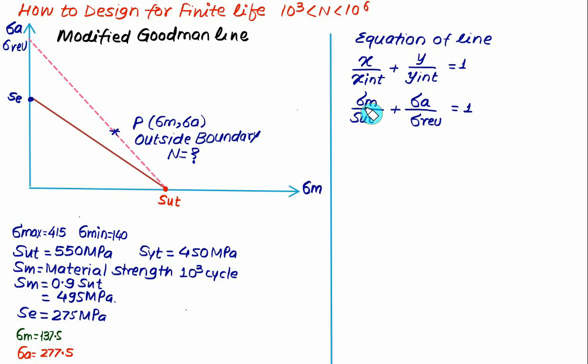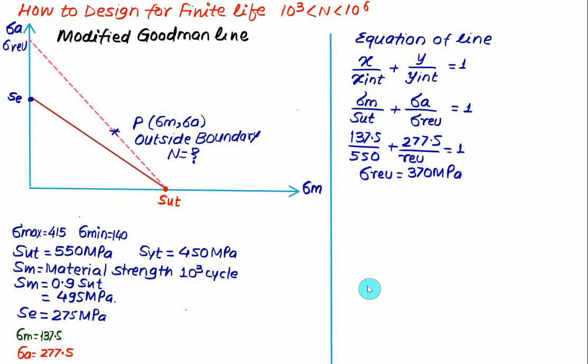So let's substitute: sigma mean is 137.5, divided by ultimate strength 550, plus amplitude stress 277.5 divided by the equivalent reverse stress, equal to 1. Solve this and you will get the equivalent reversible stress equal to 370 megapascal.